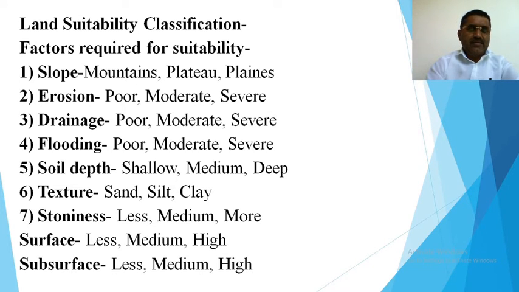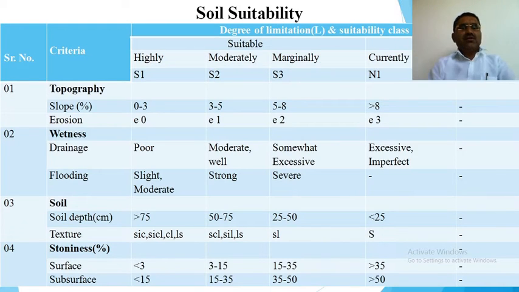So let us see in tabular form how we can create a land suitability classification. This table is very important as far as soil suitability is concerned, because here we can see the criteria, here the degree of limitations, that is L, and the suitability class.